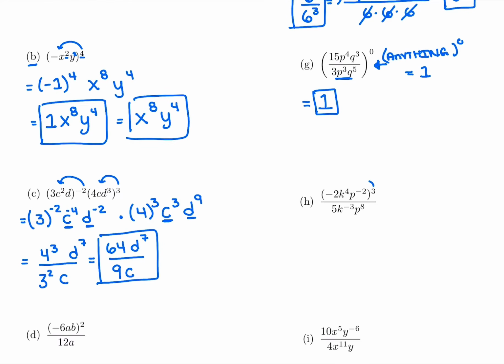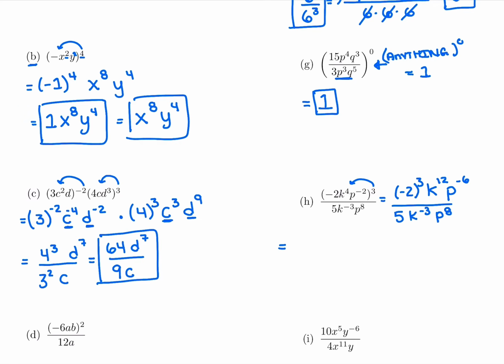Looking at distributing the next one over, that 3 is only distributed to the numerator. So I don't want to do it to the denominator. Only the numerator is being raised to the third power. So I have negative 2 being raised to the third. And then I have powers raised to a power, so I'm going to multiply them. I have 4 times 3, so I'm going to get k to the 12th. Then we have p to the negative 2 times 3 is going to give us negative 6. And then the denominator, we don't have anything to distribute. I'm going to leave it as 5, k to the negative 3, p to the 8th.